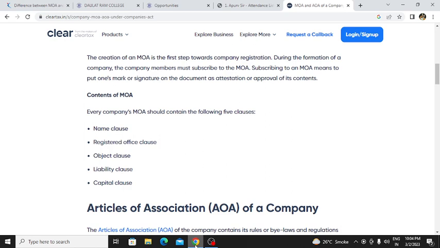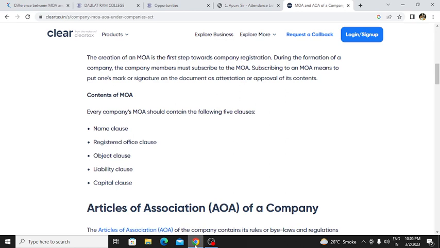During the formation of a company, a member must subscribe to the MOA. So all the members of a company must subscribe to the MOA. Because all those members subscribe, all become members and have some duties, powers, etc. Subscribing to an MOA means to put one's mark or signature on the document as attestation or approval of its content.